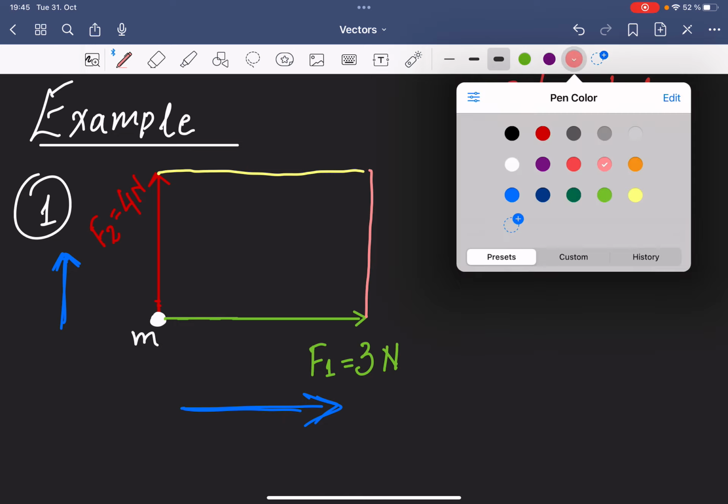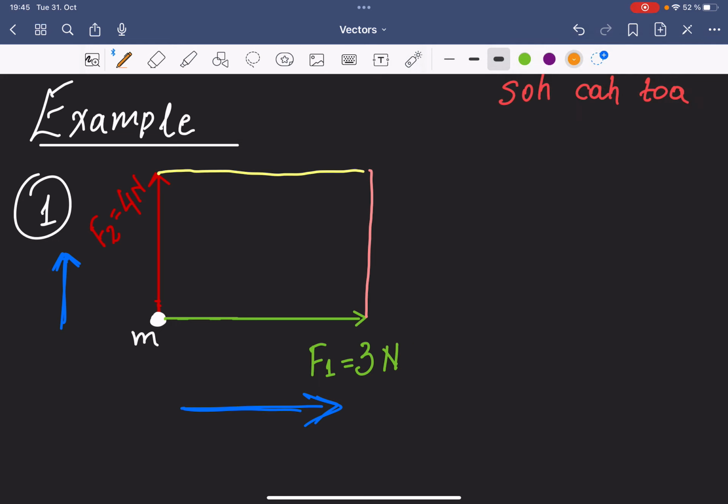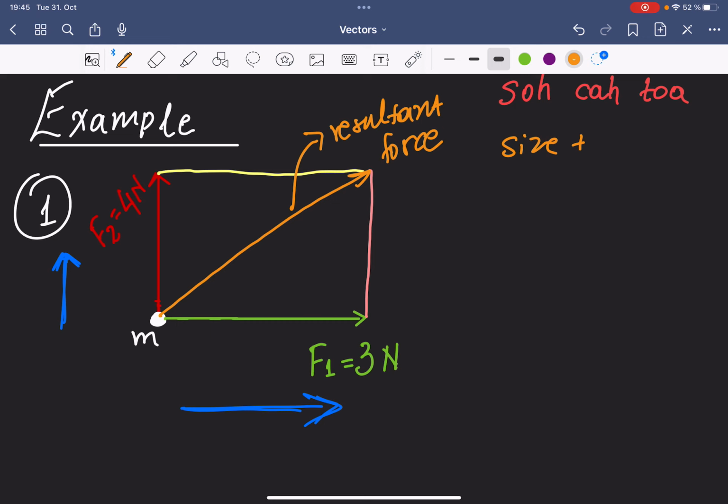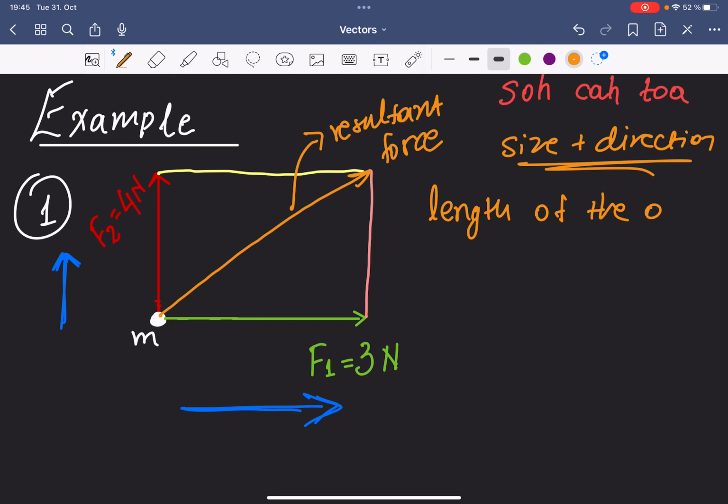Now, according to the parallelogram rule, the diagonal of this parallelogram, which is going to be this one, is going to be the resultant force. And that's how we draw it. Now the question is, how do we calculate it? Because we need a size and we need the direction. So these are the two things we need. So basically you need to calculate the length of the orange line.